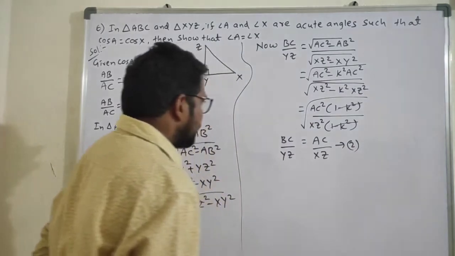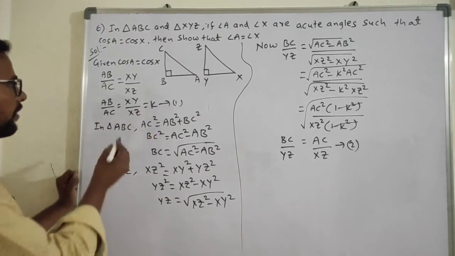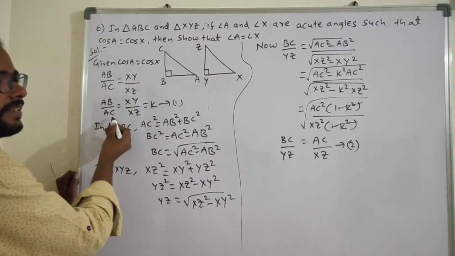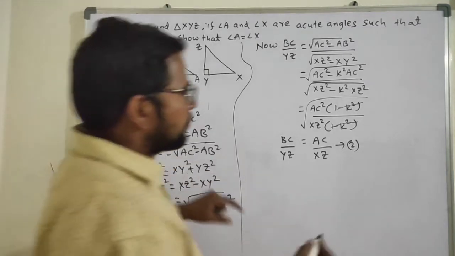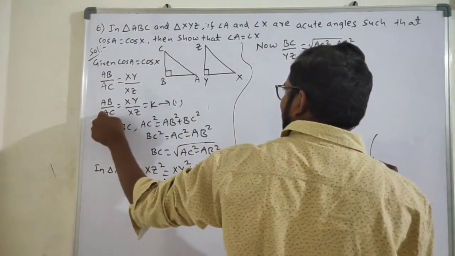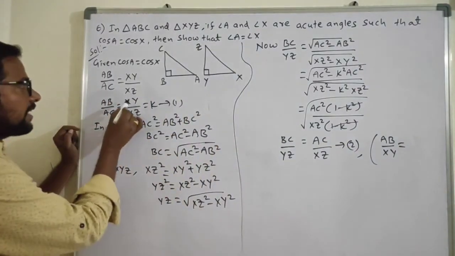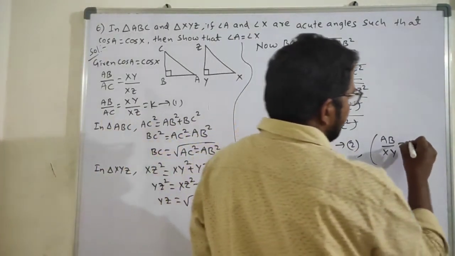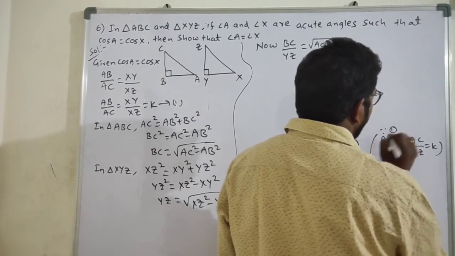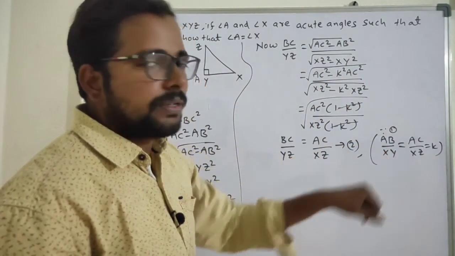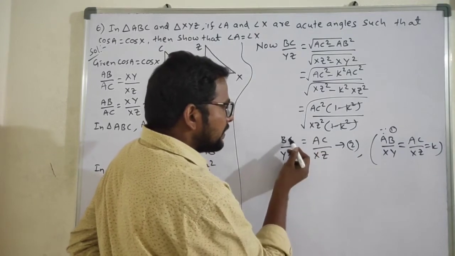Equation number 2. Once look at equation 1: AB by AC is equal to XY by XZ is equal to K. So how can we write this? Send this AC to the RHS, bring XY to the LHS. Okay? Then AB by XY is equal to AC by XZ, which is equal to K from 1. So AC by XZ is equal to AB by XY, and AC by XZ is equal to BC by YZ.